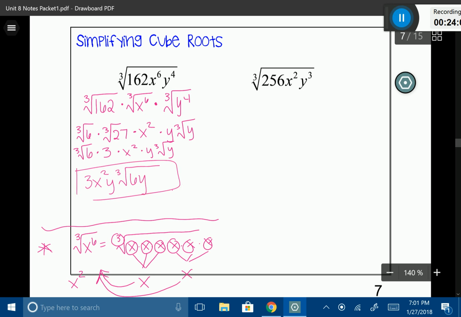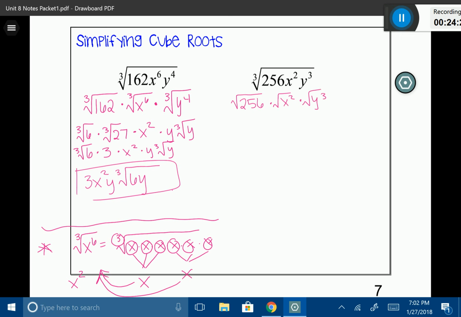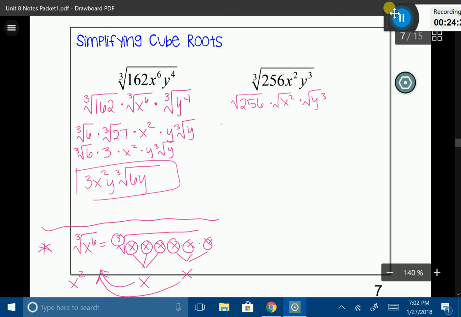Okay, now the last one. I have the cube root of 256. So let's go ahead and break it into its pieces: 256, and then x squared, and then y cubed. And I need to go ahead and use my calculator to figure this one out. It looks like 4 and 64. So I have 4. I'm sorry, these are all cubed. Whoops. 4 and the cube root of 64.